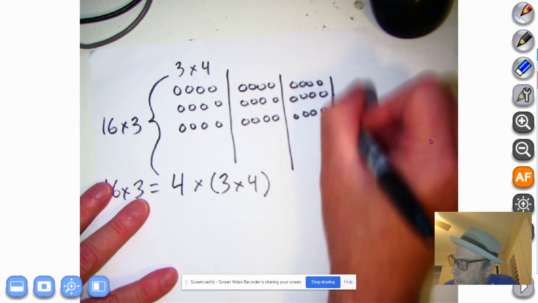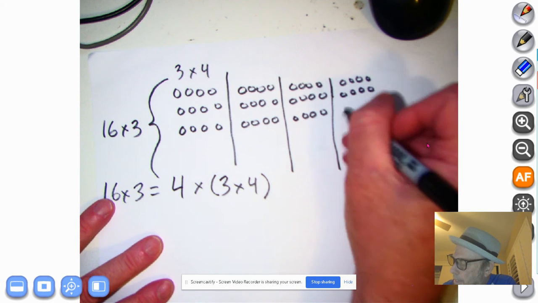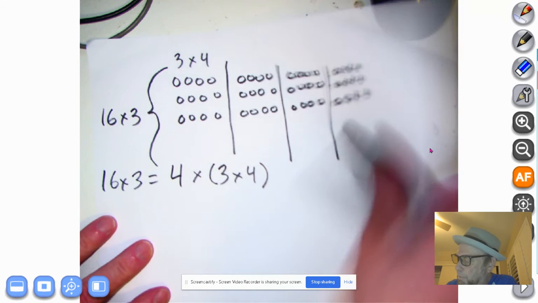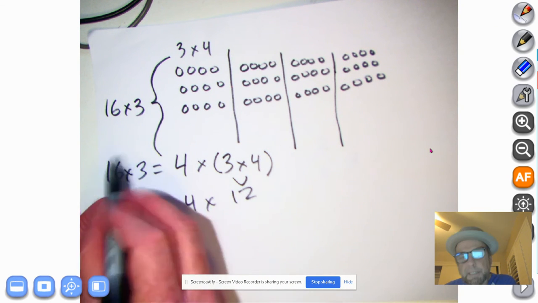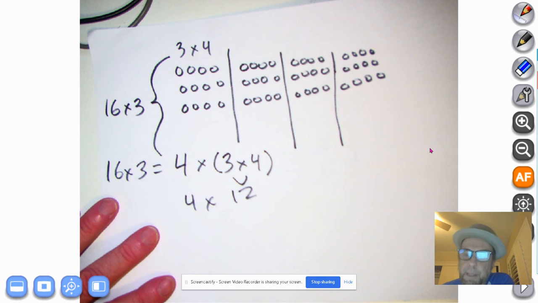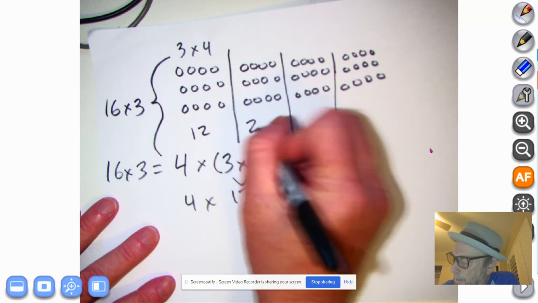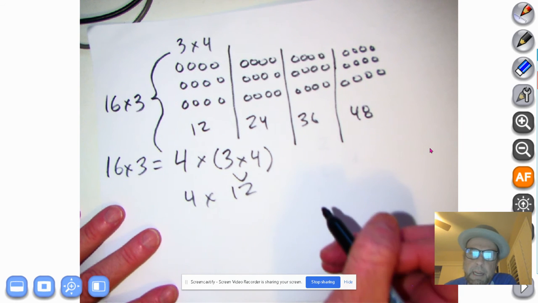And once again, 1, 2, 3, 4, 5, 6, 7, 8, 9, 10, 11, 12. So what we've done, if we remember to do the parentheses first, is basically go like this: 4 times 12. A lot easier to deal with than 16 times 3 once we get our 12s down. So we have 12, 24, 36, and 48. Our answer is 48 again.